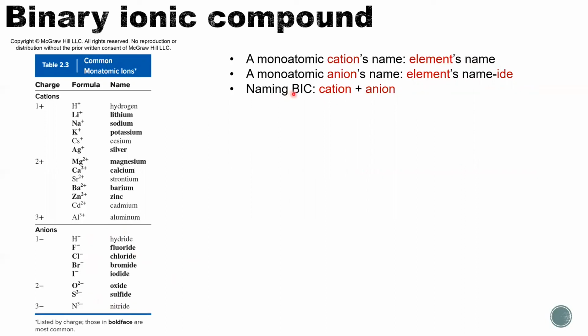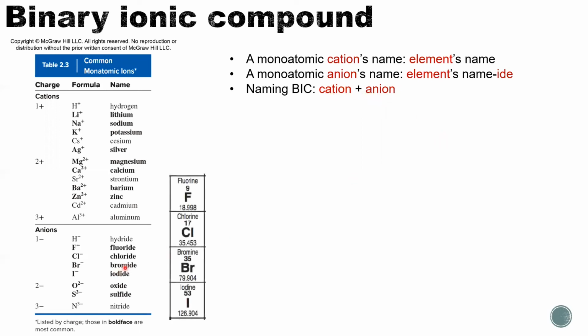When we name a binary ionic compound, we just put these two names together. The cation comes first and then the anion. Here's a comparison between the name of the anion and the name of that element in the periodic table. For example, fluoride with an IDE, but in the periodic table, we have fluorine with INE.